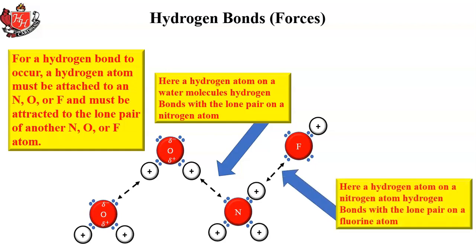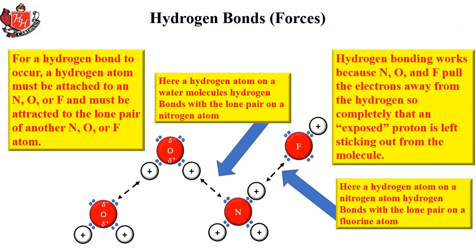Okay, and then over here a hydrogen atom on the nitrogen atom bonds with the lone pair on a fluorine atom. So you can just kind of inspect those a little bit, look at them, and see what's happening there. So the two molecules on the left, it's the hydrogen attached to an oxygen, which is being attracted to the lone pair of another oxygen. Then the two in the middle is the hydrogen on an oxygen being attracted to the lone pair on a nitrogen. And then if you look at the two on the right, that's the hydrogen on a nitrogen atom being attracted to the lone pair on a fluorine.